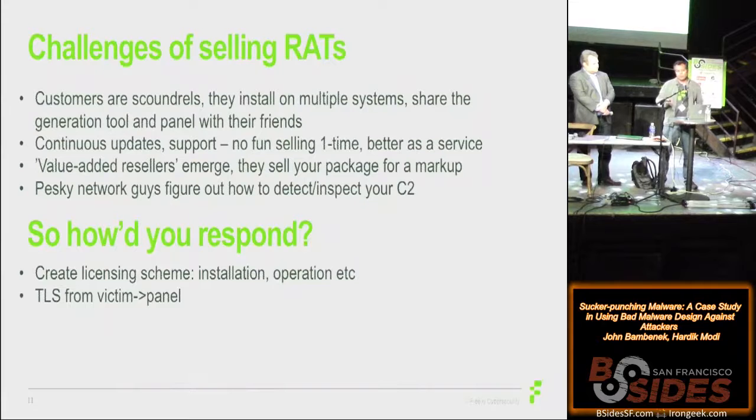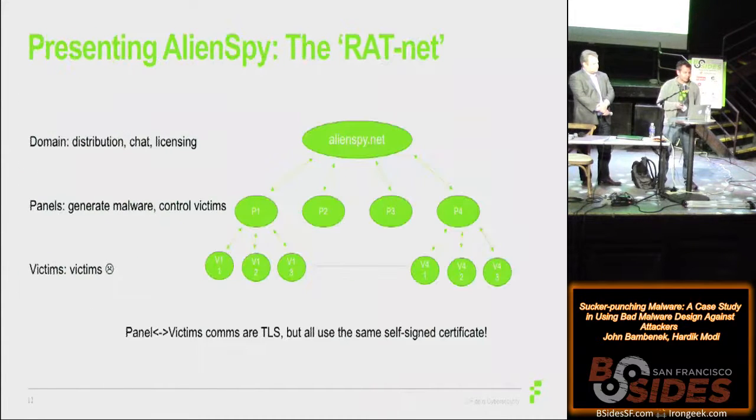So if you were the author, what would you do, right? You do what pretty much every software development shop ends up doing: some amount of licensing control, some amount of installation control. Where you can, you use TLS. And this is something I really want to emphasize, that doing this then opens up these exposures that we later got to exploit. So then, we think of Alien Spy in particular as a rat net.